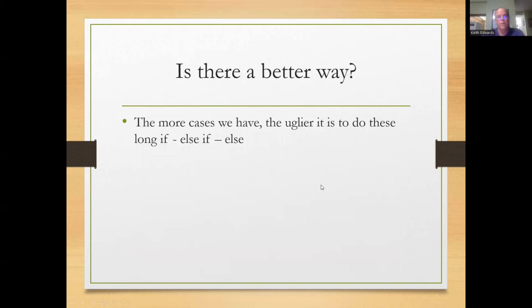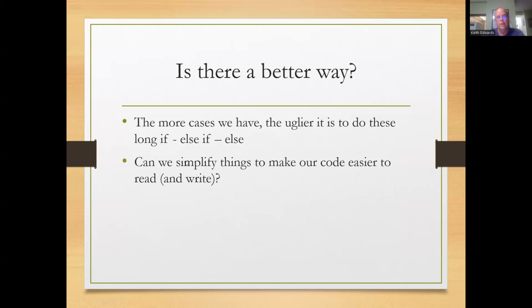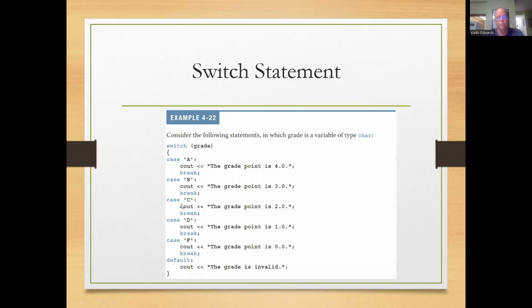So the more cases we have, the uglier it gets to do these long if, else statements. You get a lot of else ifs in there. And so the question is, can we simplify things to make our code easier to read and write? We can, and we can do that with the switch statement, although it usually only works on an individual value. So here's an example, switching based upon a value grade, which is a character.